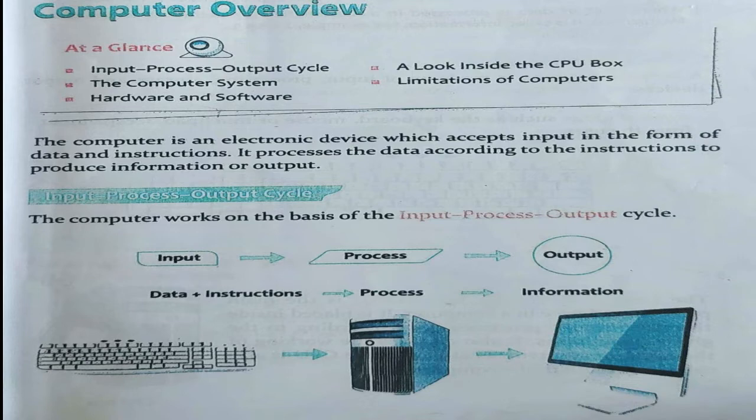1. Input process output cycle. The computer works on the basis of the input process output cycle. In the picture you can see: First, input. Here input is data plus instruction, for example typing on the keyboard, or talking using the computer or laptop MIC. Second, process. Here it is the CPU, Central Processing Unit. Finally, output. Here output means the monitor, printer, etc.